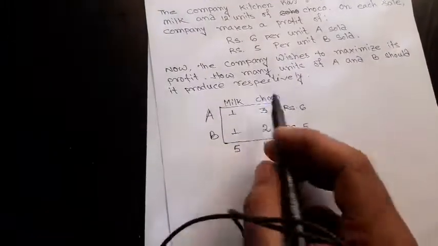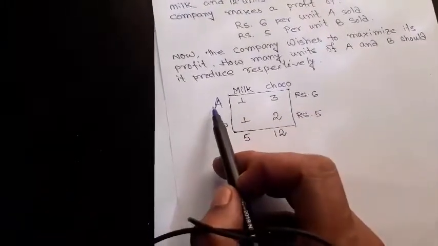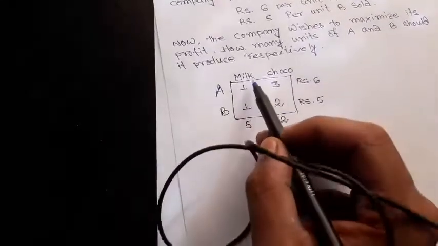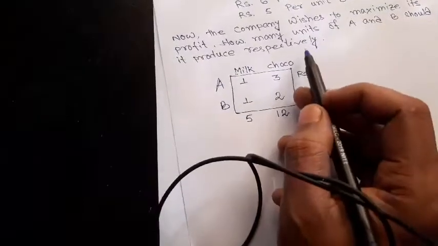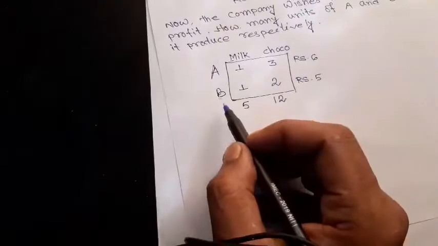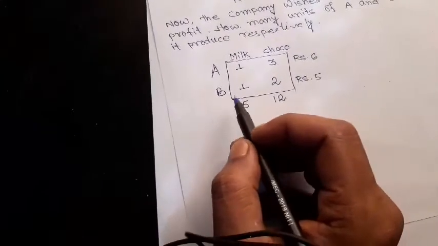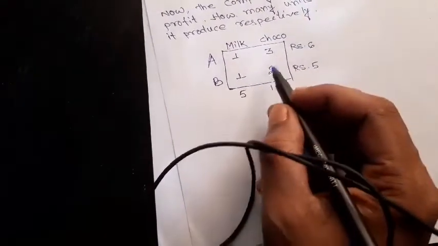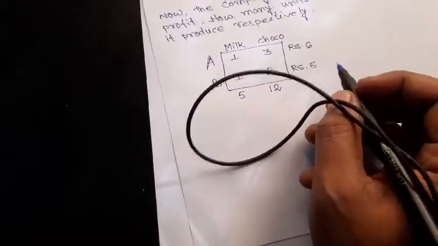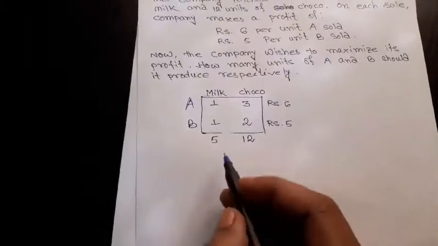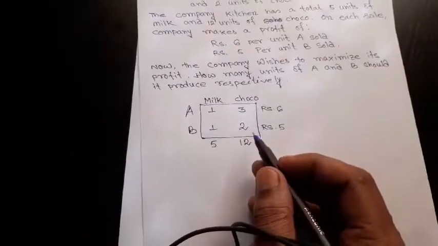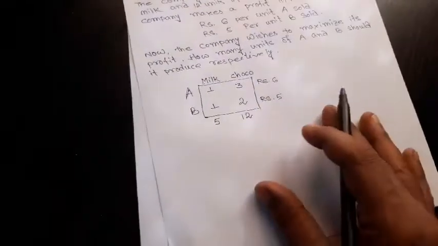So what the problem actually says is that the company produces two chocolates A and B. To produce 1 unit of A, 1 unit of milk and 3 units of choco are required, and it gives a profit of rupees 6. Similarly, to produce chocolate B, 1 unit of milk and 2 units of choco are required, and it gives a profit of rupees 5. The company kitchen has 5 units of milk and 12 units of choco. Now we need to formulate this particular problem.